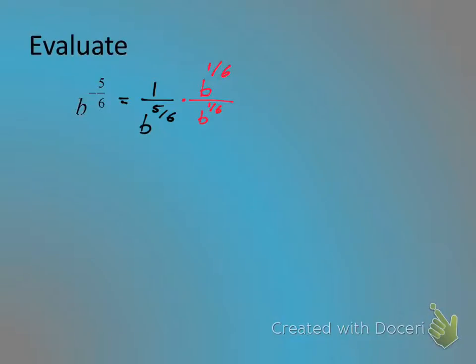Okay. It's basically rationalizing, but with rational exponents, not radicals. Okay, makes sense? Multiply your tops. 1 times b to the 1/6 gives you b to the 1/6. Good. 5/6 plus 1/6 gives you b to the 6/6 power, which is just 1.